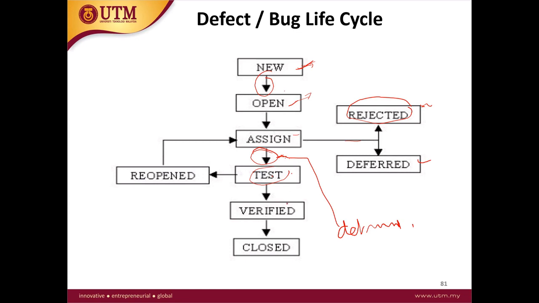After it's resolved, it's verified by the tester, and then closed. The testing happens at two levels here, the developer and also the tester. If the tester feels that this cannot be solved, you reopen and assign again, until it is closed. So this is the defect or bug life cycle.